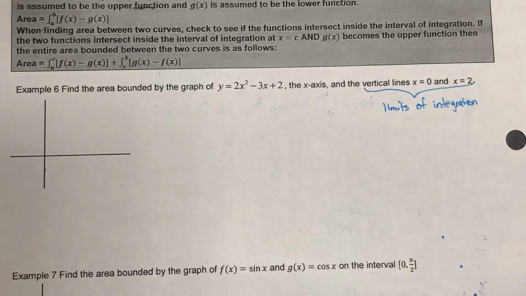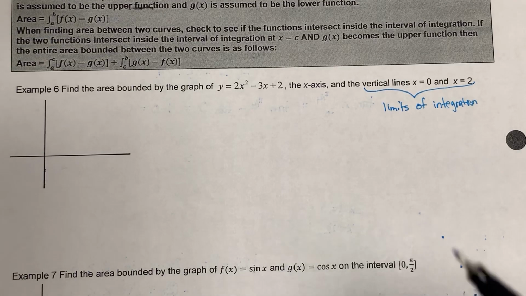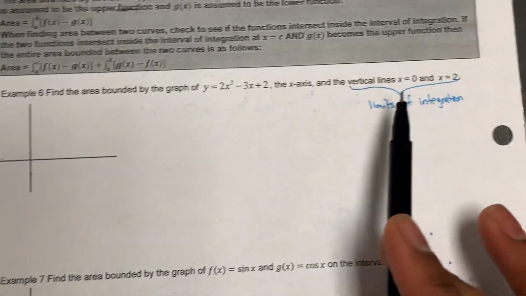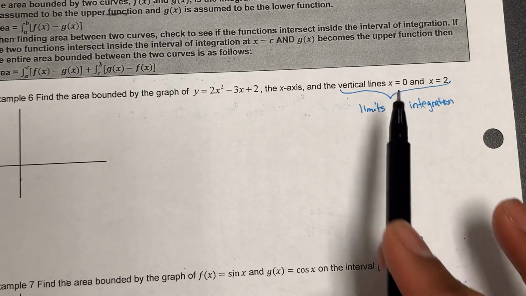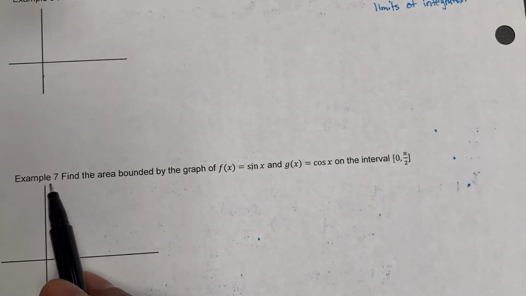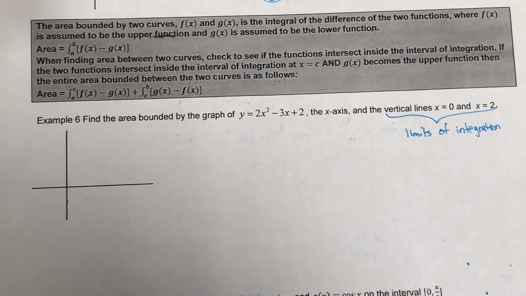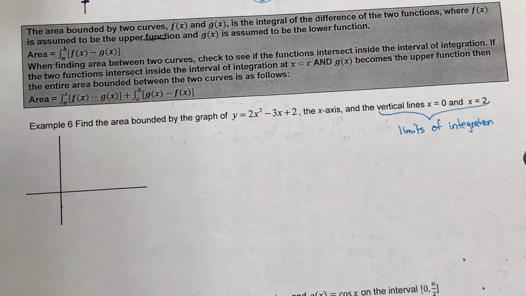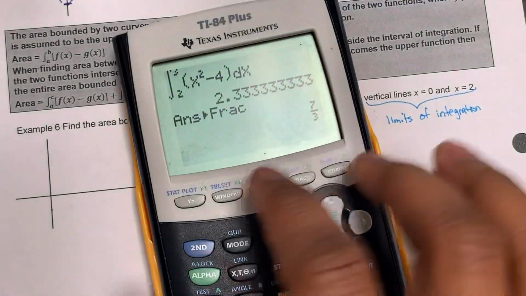One function is always above the other function, or the two functions change which function is on top inside the interval, in which case we'll just need to flip the functions and integrate. We'll see that on example 7. So for example 6, let's look at how the graph looks.